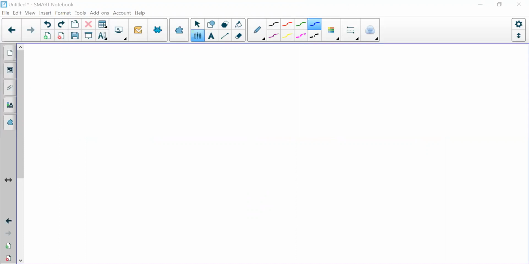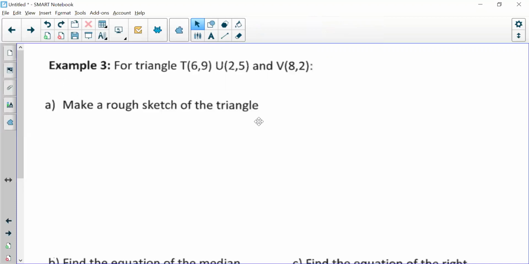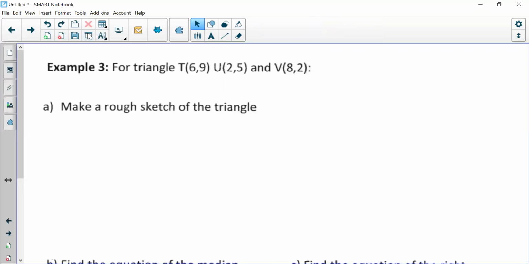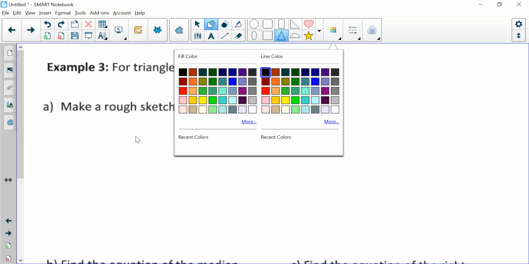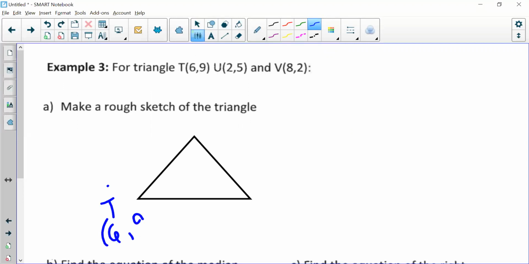Okay, he gives you a triangle. You guys can go ahead and do the rough sketch while I just get this in my notes. Triangle TUV. Just do a rough sketch. Literally, it just means draw any triangle TUV. Don't worry if yours is oriented different than mine, it doesn't matter. Mine are definitely not in the right place.